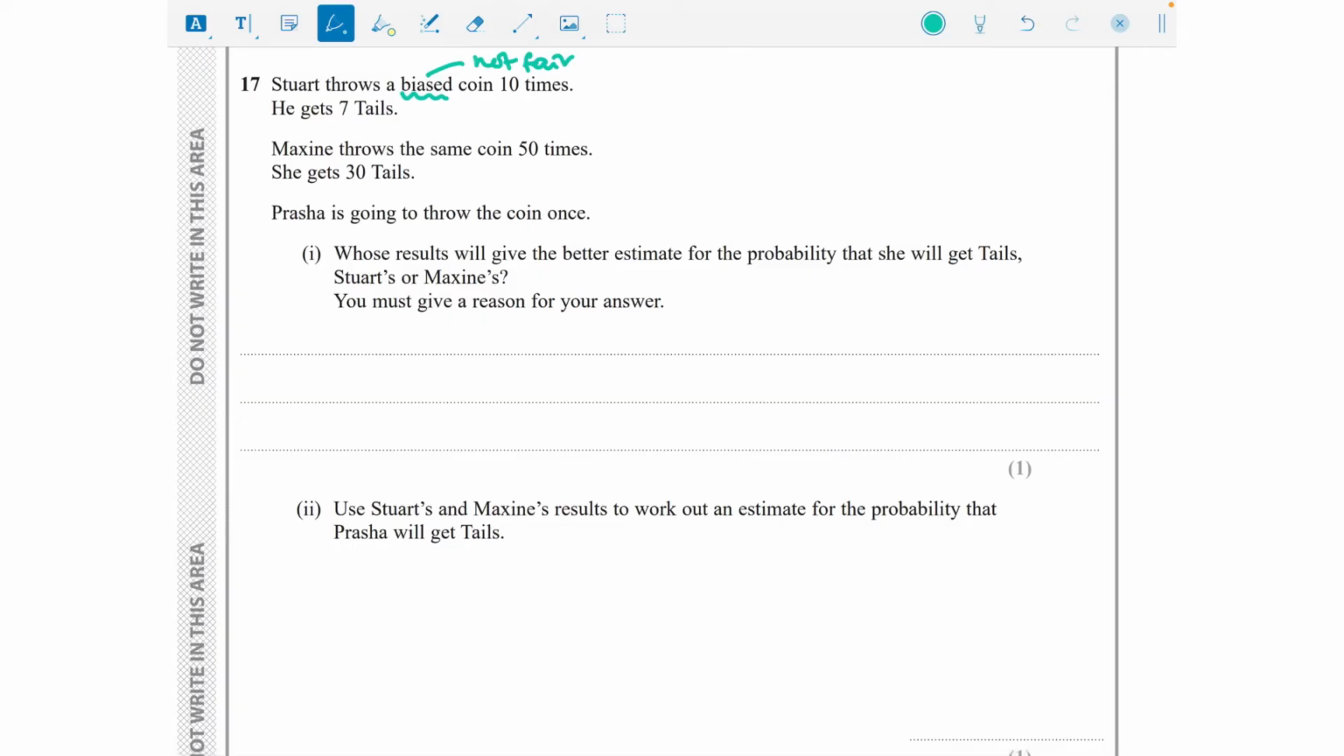So with data, the more times you do something, the more accurate the results are. If I flip a coin once and it lands on heads, I can't say it will land on heads every time. I've not done it enough times to know. So we would use Maxine's because she did more trials or because she did it more times. That would be absolutely fine. The more times you do it, the more accurate the results.